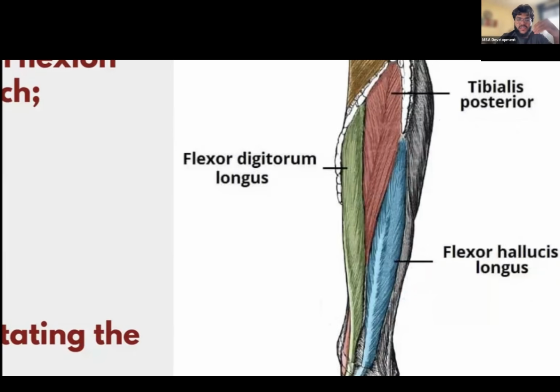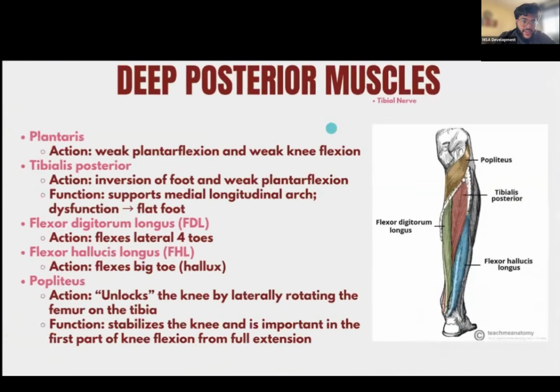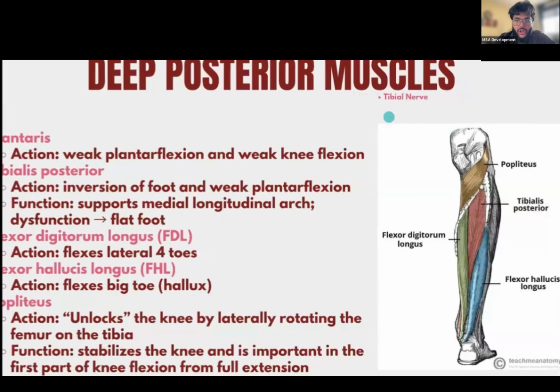The popliteus is basically there for the unlocking of the knee joint. So once you fully extend your knee, it will basically lock, okay? And to unlock and start to flex your knee again, you need the popliteus muscle to contract, and this will unlock your knee and allow for the flexion of your knee. Okay. Again, keep in mind that the deep posterior muscles are all supplied by the tibial nerve.